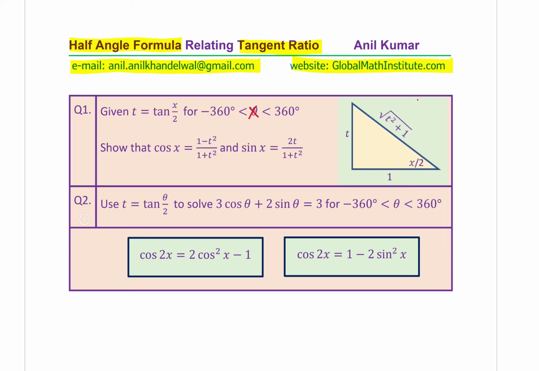Question number 2 here is, use t equals tan theta by 2 to solve 3 cos theta plus 2 sine theta equals 3 for theta being between minus 360 degrees to 360 degrees. You can pause the video at this stage, answer the question, and then look into my suggestions.